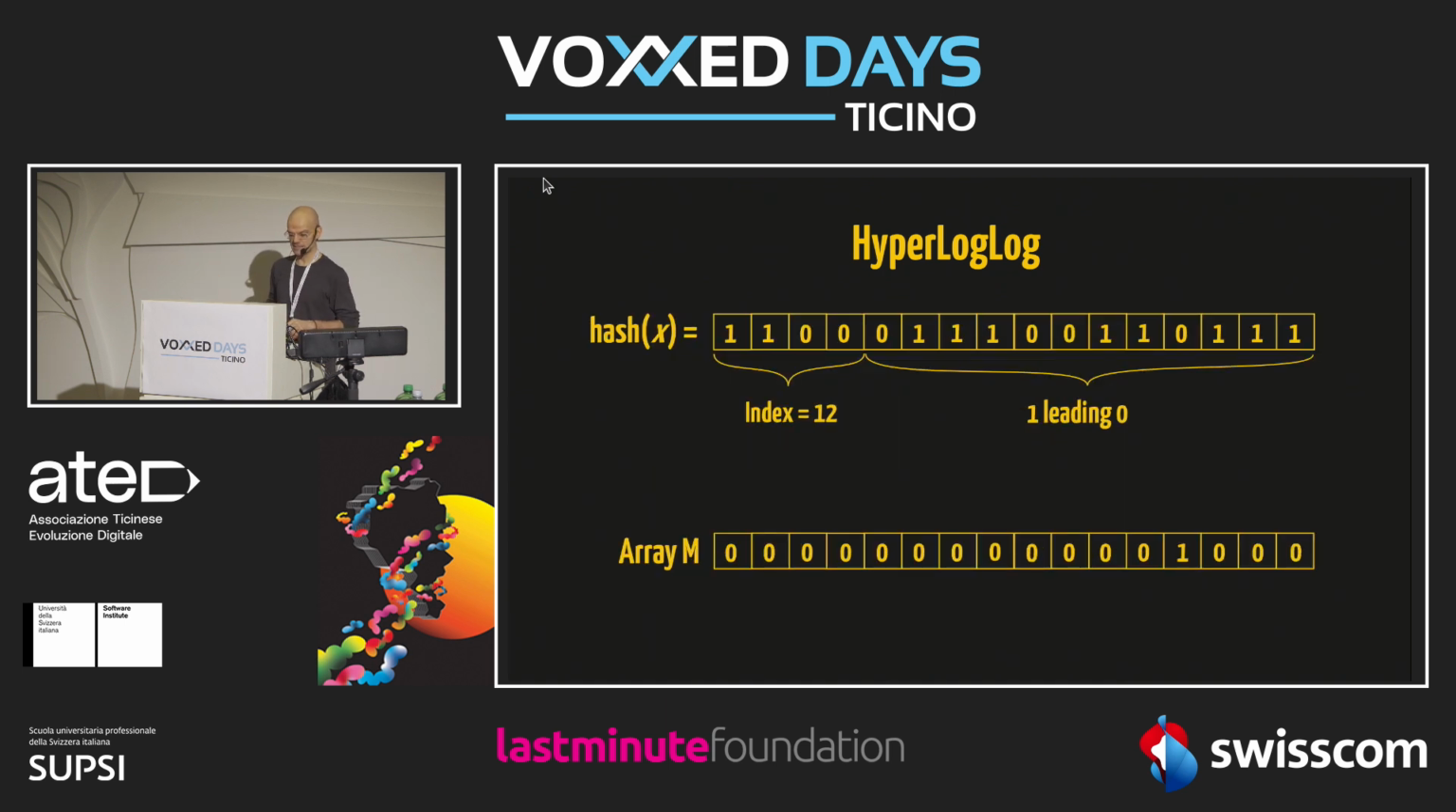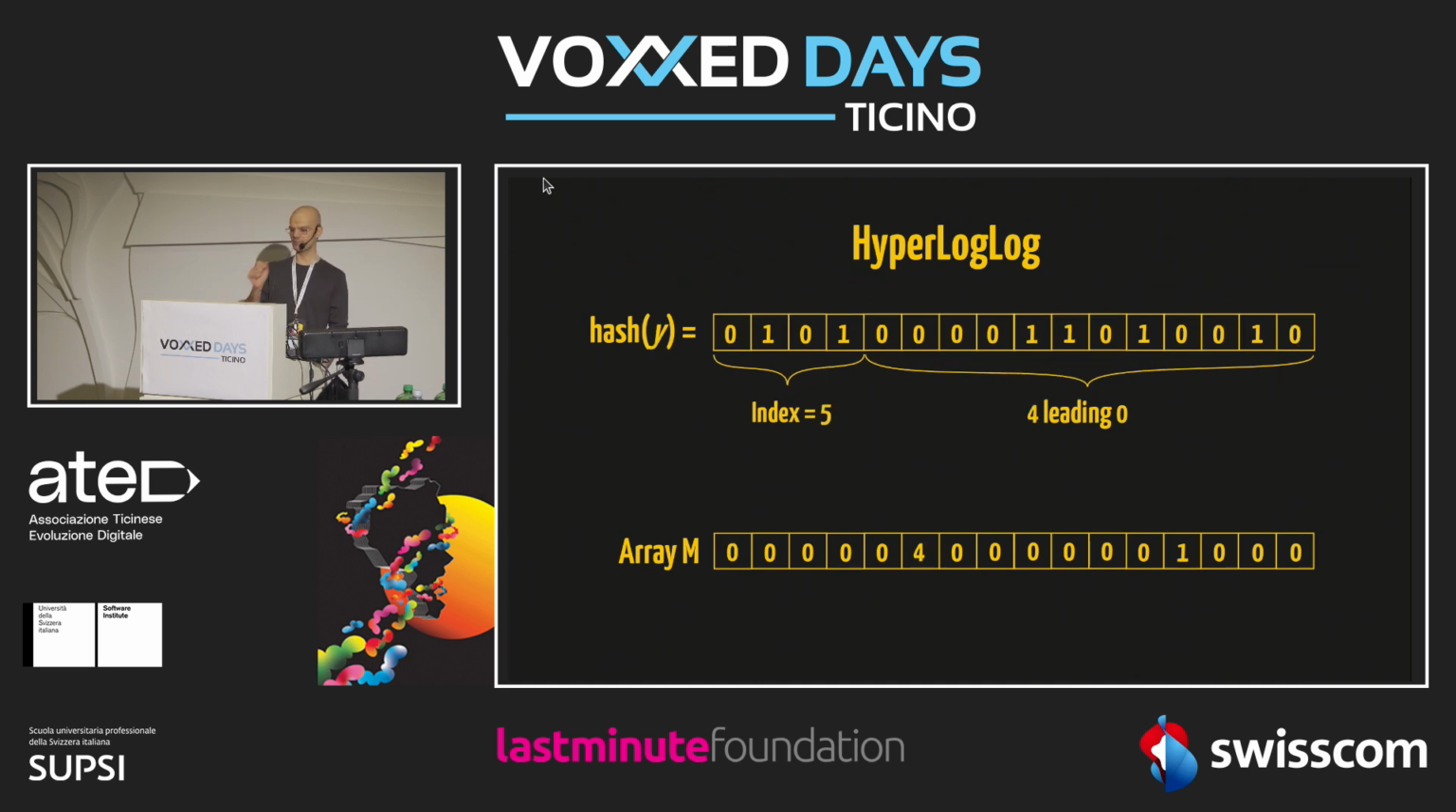So let's see how it works practically. We want to insert x. x is mapped by the hash function to this number, so we know that the index in the array M is given by these first 4 bits, which map to the decimal value of 12, so I will put a value on the 12th position in the array. And what is the number of leading 0s in the remaining part of the hash value? It's 1, because we have 0, 1, 1, 1, 0, 0, and so on. So there's just one leading 0, and so we put a 1 in there. Let's say that we insert y.